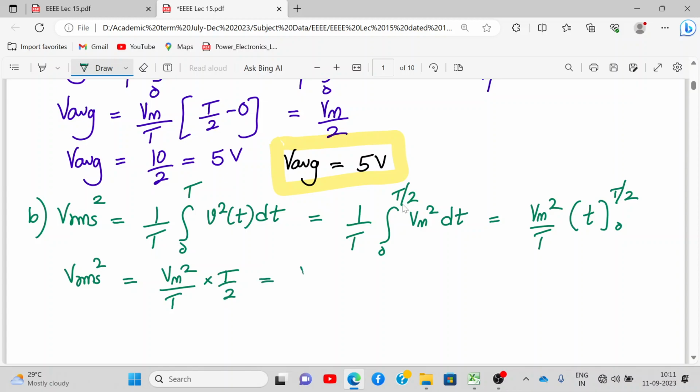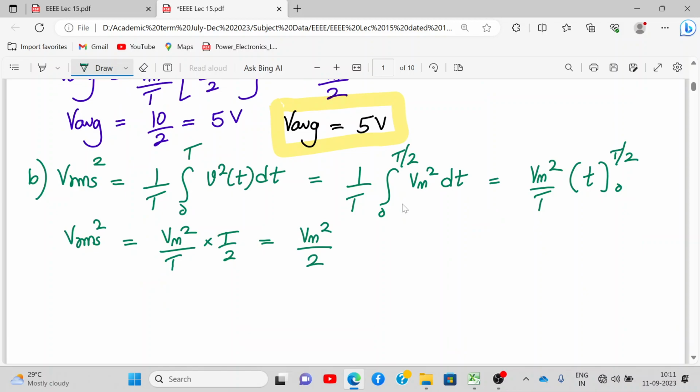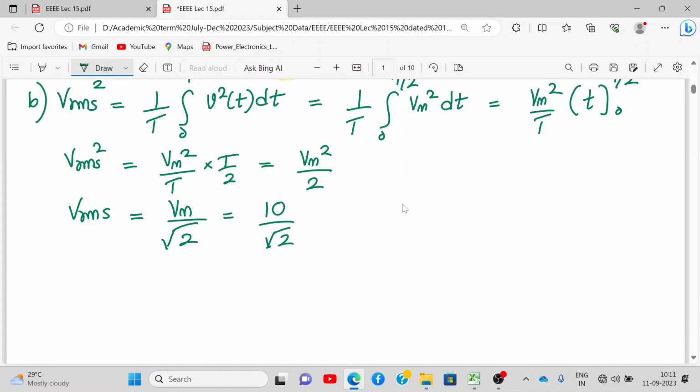Got it? So Vrms square will be Vm square by T into T by 2. That will be Vm square by 2. But this is Vrms square. So what will be Vrms? Vm by root 2. Got it? And what is the Vm value? 10. So 10 by root 2 is the answer. So find out how much it is. It's 7.07 volt. Check the answer please.